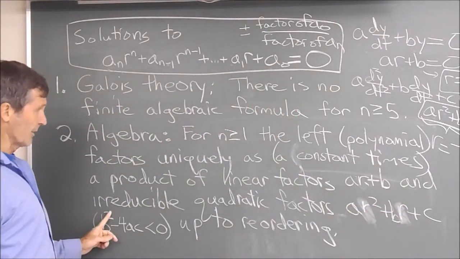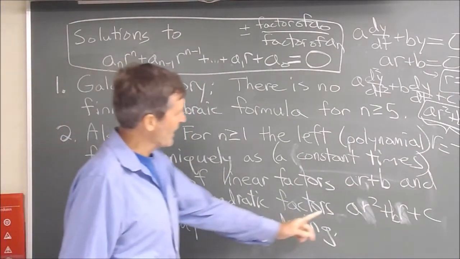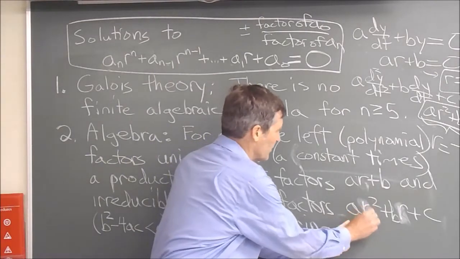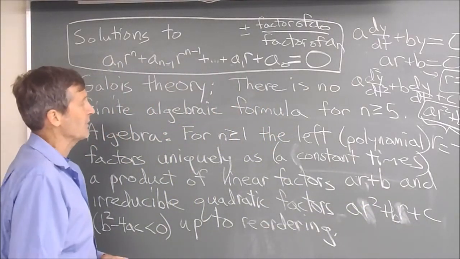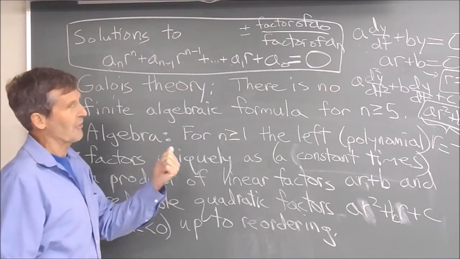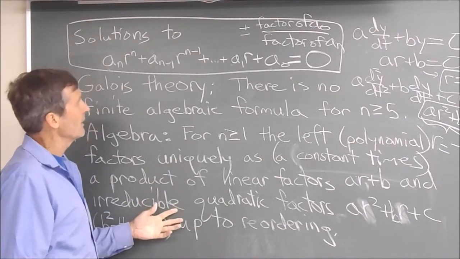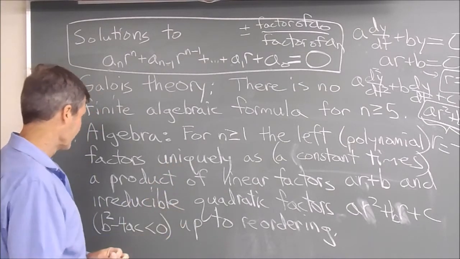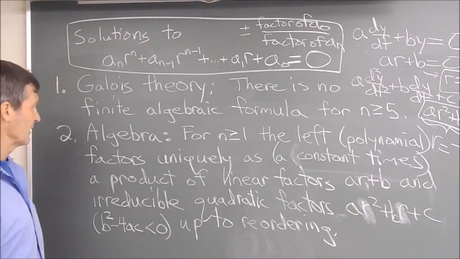that's called a linear polynomial, and irreducible quadratic factors, second degree polynomials, ar squared plus br plus c. And so there is actually a unique way to factor it down to first and second degree things. Once it's first and second degree, use the theory we used from second order equations and solve these the same way. So up to reordering the factors, you can multiply them in any order, obviously.